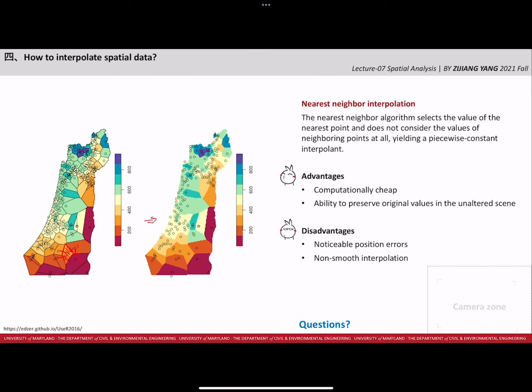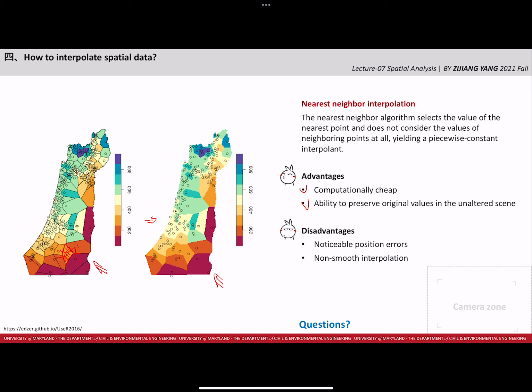And here we just remove the boundary lines, so they look like this. We have some advantages and disadvantages of this nearest neighbor interpolation method. It is computationally cheap, and it has the ability to preserve original values in the unaltered sense, because we did not change the concentration of our original measurement.